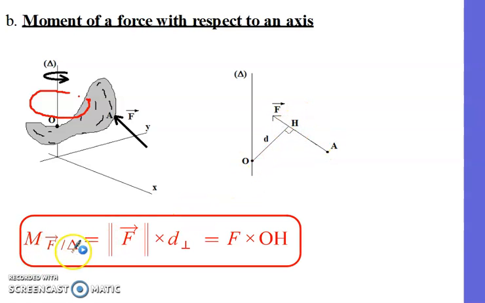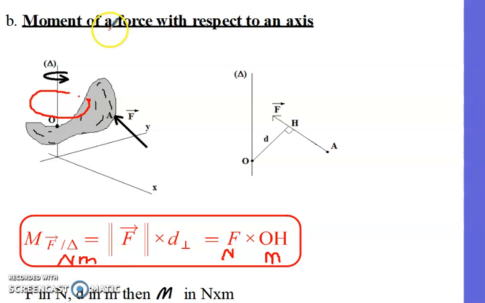The moment of F with respect to delta is by definition the magnitude of F times the perpendicular distance. This is the perpendicular distance, which is equal to F times OH. And you know that force F is in Newton, distance in meter. So the moment becomes Newton times meter. This is Newton and this is meter. Okay? Any problem?